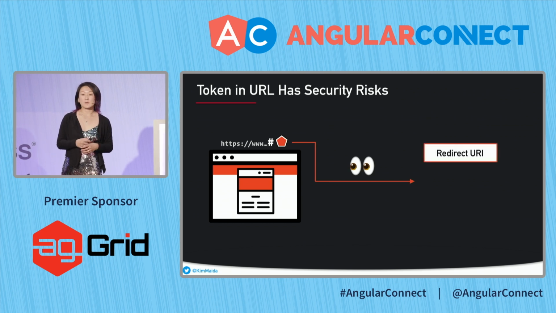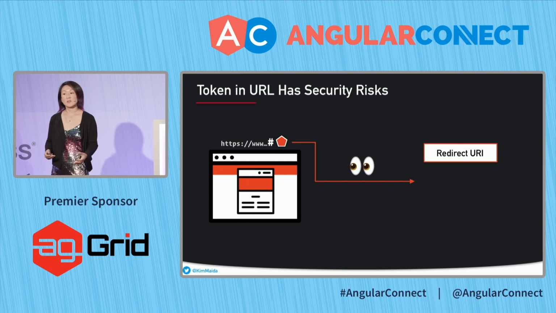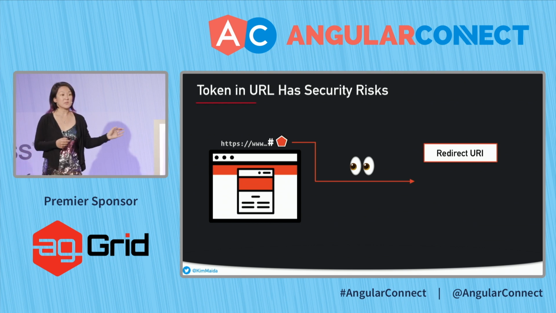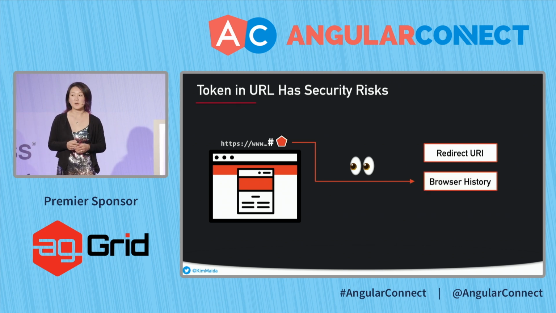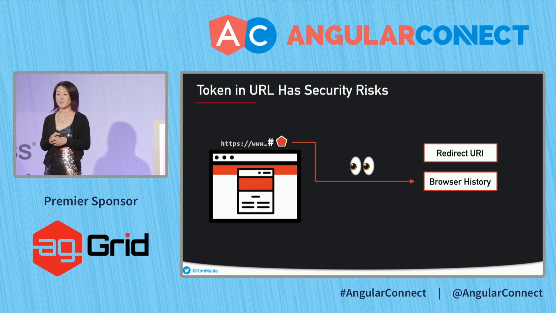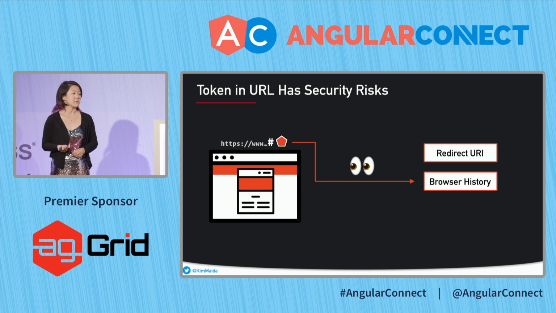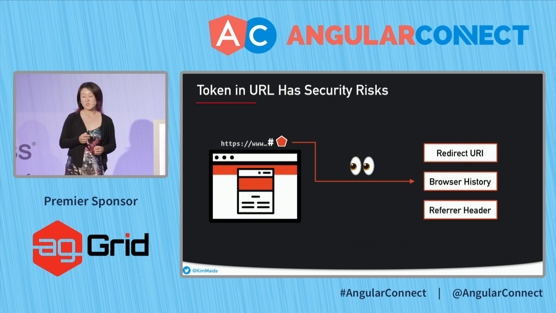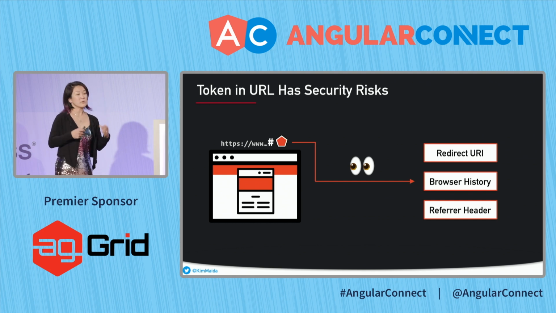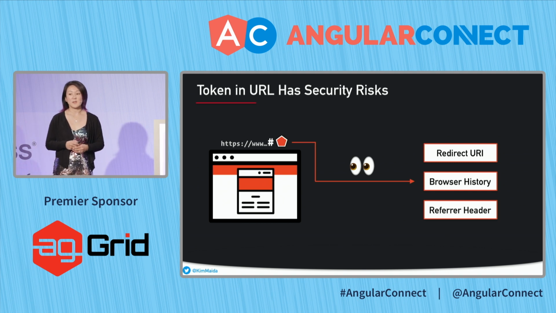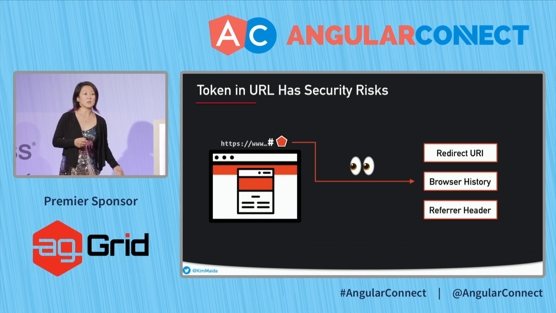It's vulnerable in the redirect URI, which could potentially be hijacked so that the token gets sent to the wrong redirect URI, and then whoever owns that redirect has access to the token. It's also accessible in browser history, which JavaScript can access. So if you have an XSS attack, then it can read all of your browser history and just grab the token straight out of there. And then also, it's potentially accessible in the referer header. So if a malicious page was requested right after authentication, then that token could be grabbed out of the referer header as well.